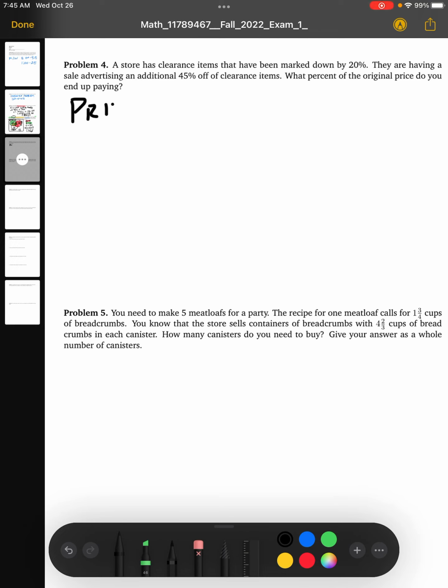Let's say the price of something is $100. And we're choosing 100 because we're dealing with percents, and 100 is a nice number with percents. So first, we're going to deal with marking this down by 20%. This is our first discount. So I'm going to take 100, and I'm going to subtract 0.2 times 100.